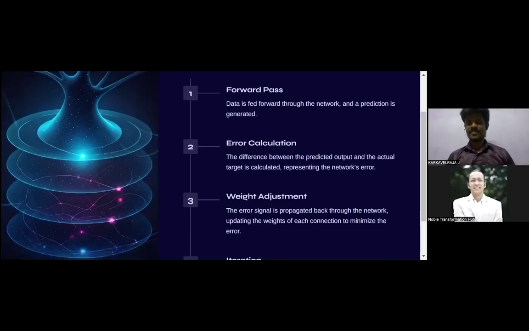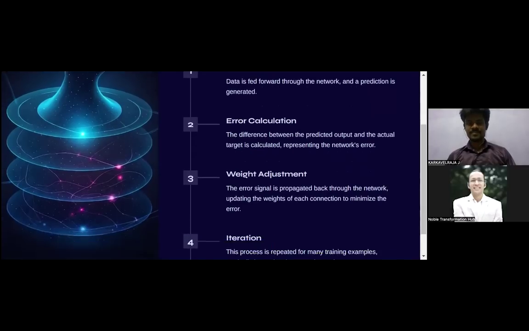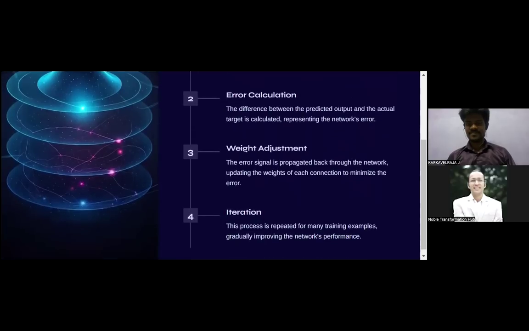Simple, that's it. Error calculation is the difference between the predicted output and the actual output, representing the network's error. Simple. Error calculation is whatever you predicted and whatever is the actual.